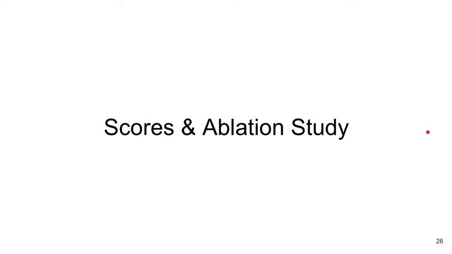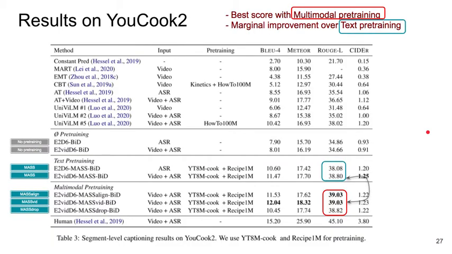So let's look at the scores and the ablation study now to better understand what the model is doing. So first, those are results on YouCook2. Here are methods from the literature. UniVL is concurrent work. So the first observation that we have is that we get the best score using multimodal pretraining here in red. So we get about 39 ROUGE score. But we also get very good scores using just text pretraining. So just using MASS, we get 38 here. So first observation is that we get state-of-the-art results, but those results are already very good just using text pretraining, and multimodal pretraining is only marginally better.